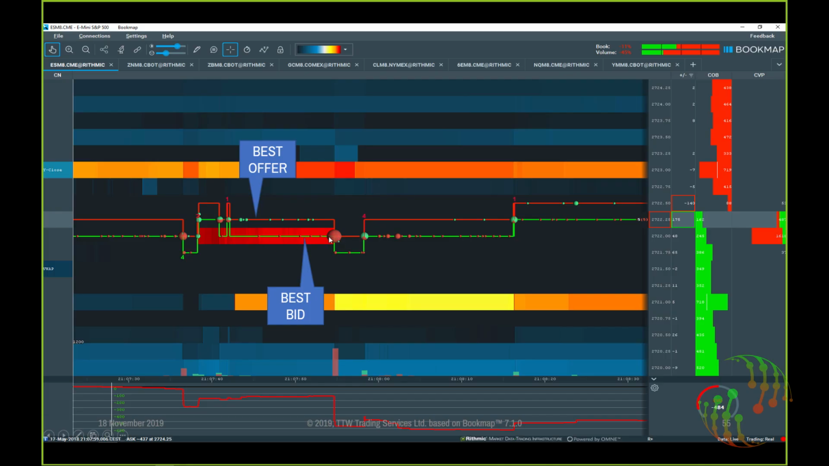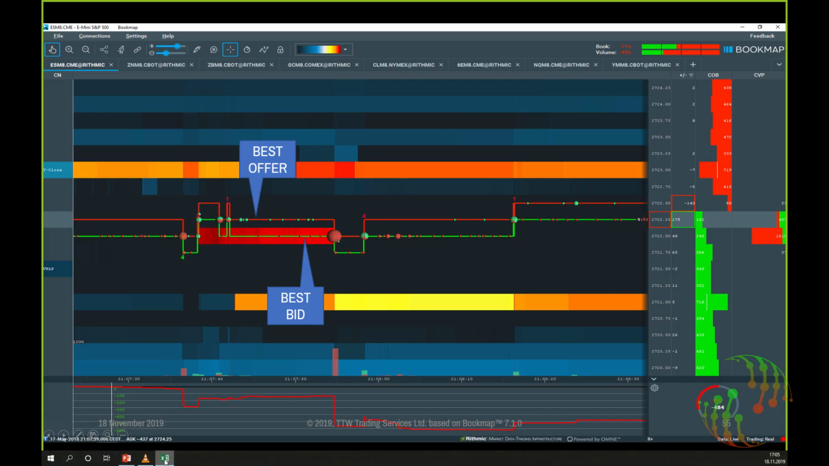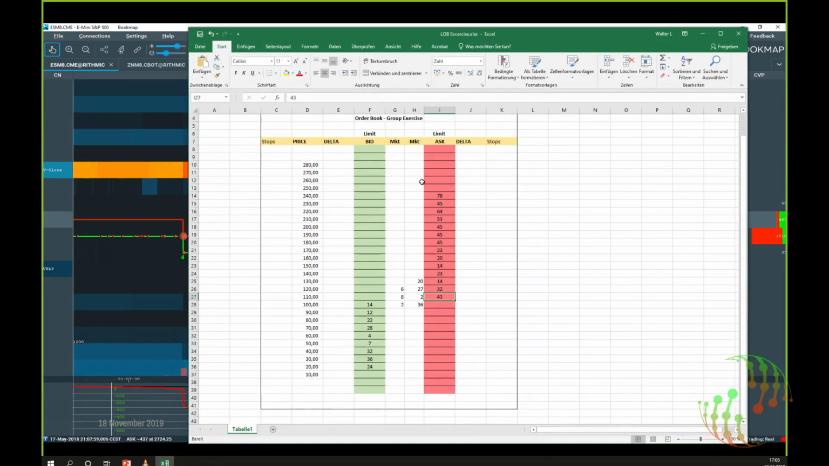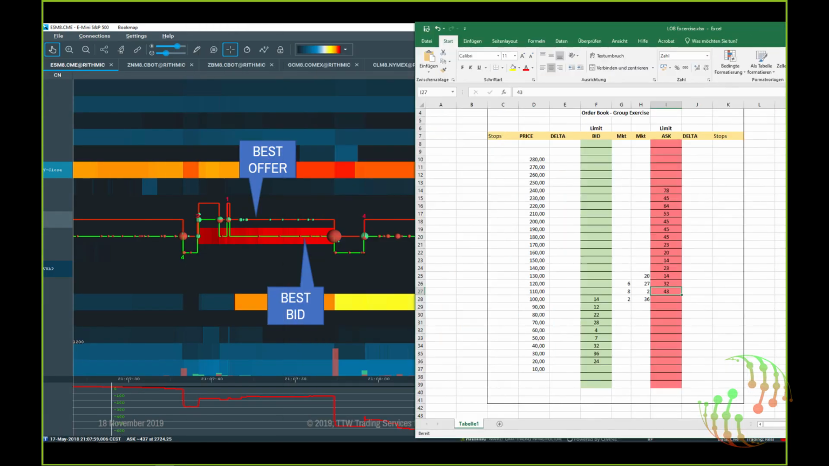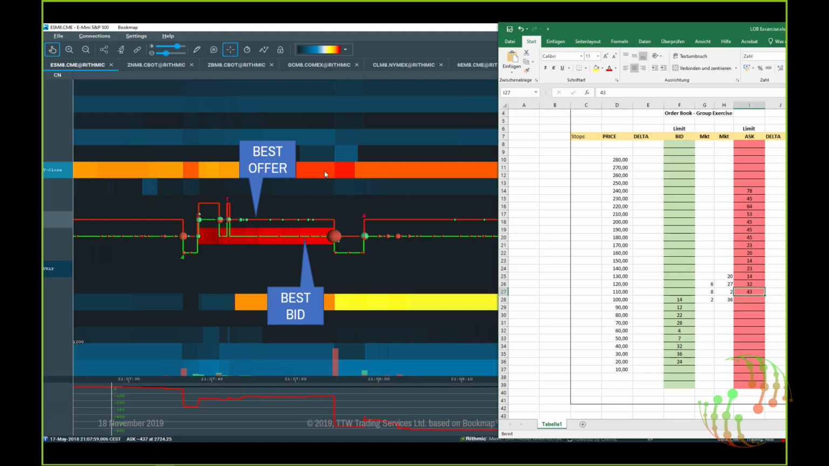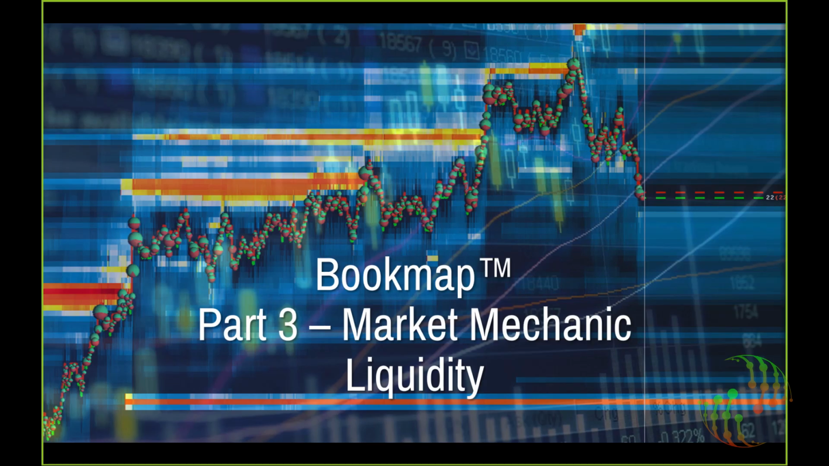But this is the visualization of the limit order book here. This is the same as what you see here, absolutely the same. Only the presentation is totally different. I have a little bit of fun for you.